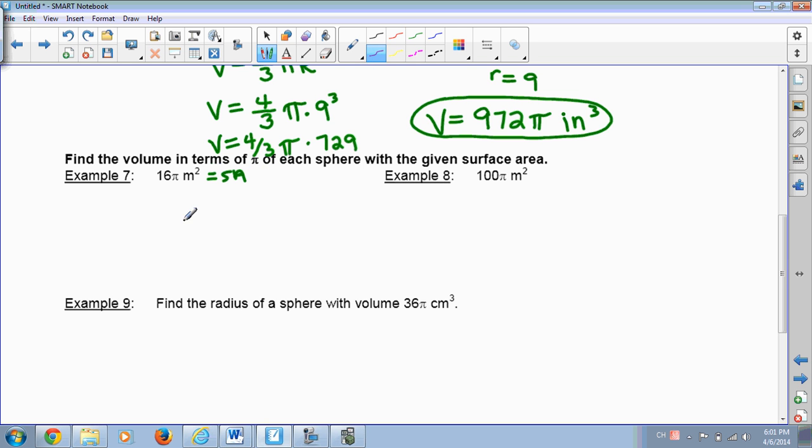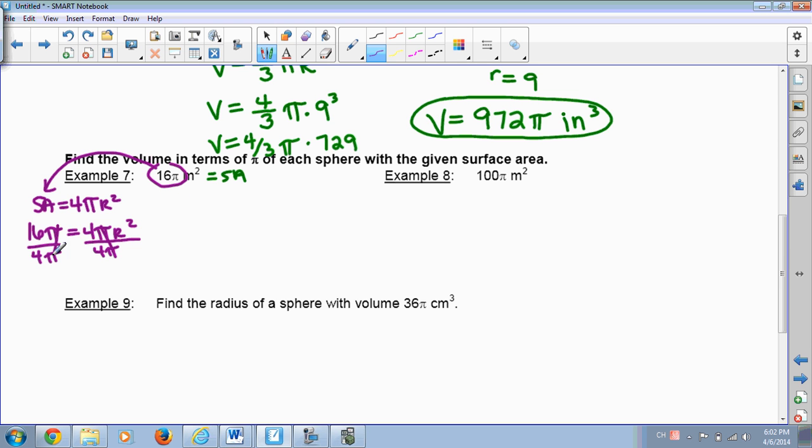So, let me change colors. We know that the surface area of a sphere, this is kind of like example number 4, is 4 pi radius squared. And it's giving us the surface area, so we need to plug this in. So 16 pi is equal to 4 pi radius squared. We need to work backwards, just like example number 4, to find what the radius is. So we're going to divide, again, by 4 pi on each side.